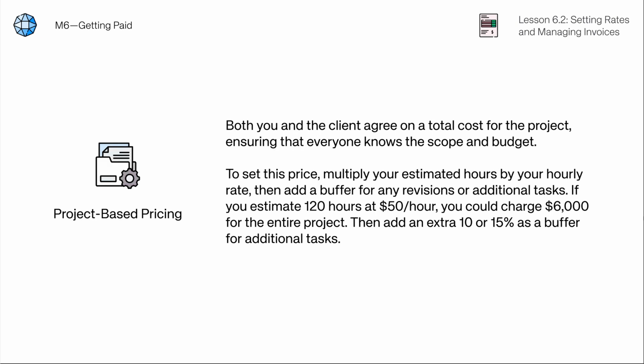The third model is project-based pricing. For well-defined projects, charging a fixed price makes sense. Both you and the client agree on a total cost for the entire project, ensuring that everyone knows the scope and budget. To set this price, multiply your estimated hours by your hourly rate, then add a buffer for any revisions or additional tasks. For example, if you estimate 120 hours at a $50 per hour rate, you could charge $6,000 for the entire project. And then you can add an extra 10 or 15% as a buffer for additional tasks.